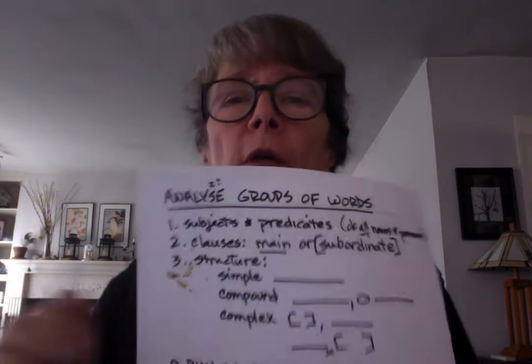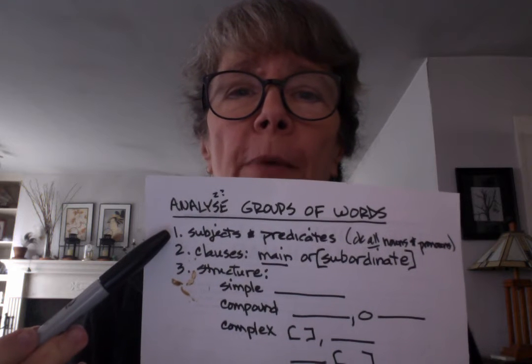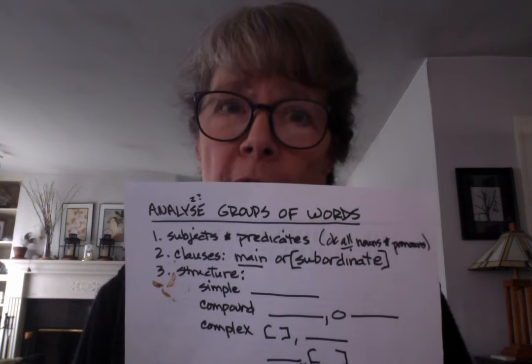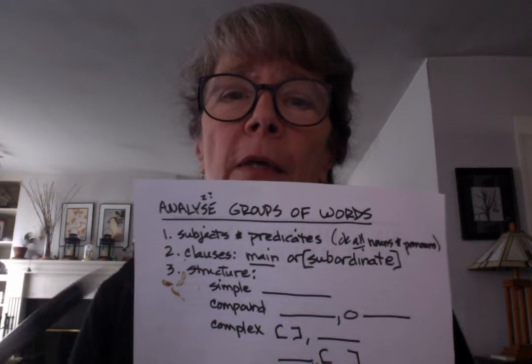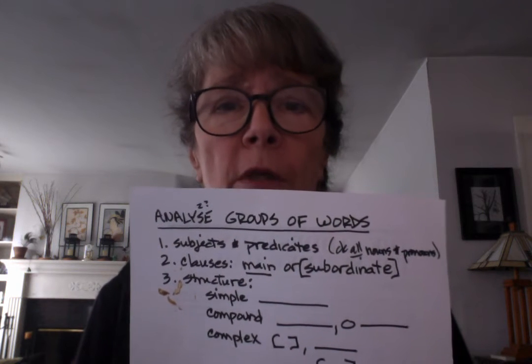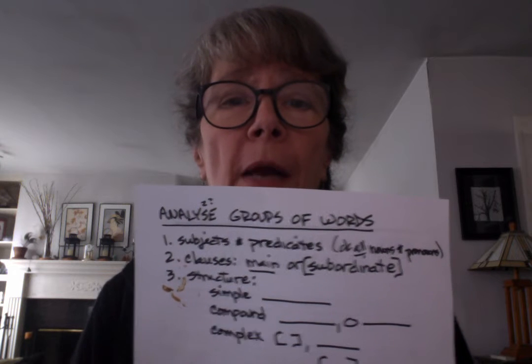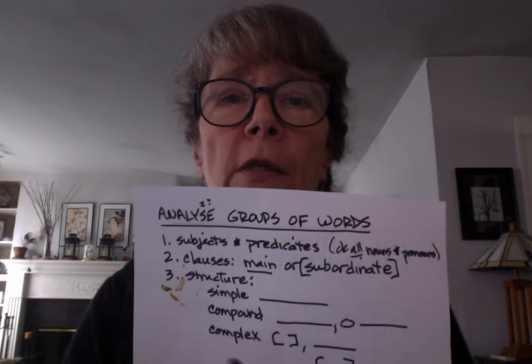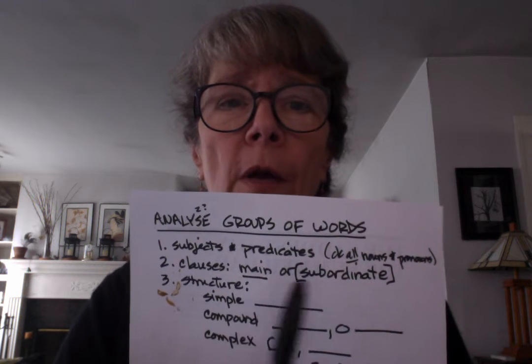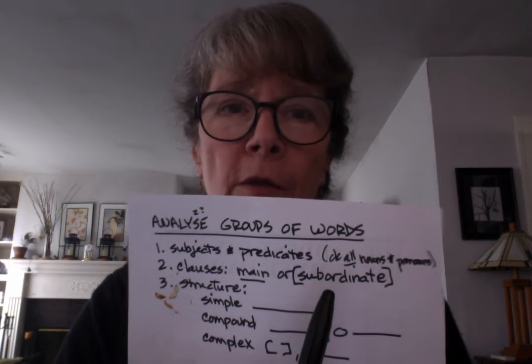When we look at a group of words, if we're trying to figure out whether the group of words is a correctly written sentence, not a run-on, not a fragment, the first thing we want to do is take 3 steps to analyze the group of words. So we practiced this last time. Our first step is to locate all the subjects and predicates in the group of words. The second step is to look at the clauses that those subjects and predicates create and see if they're main clauses or subordinate clauses. If they're main clauses, we're going to underline them. If they're subordinate clauses, we're going to put brackets around them.